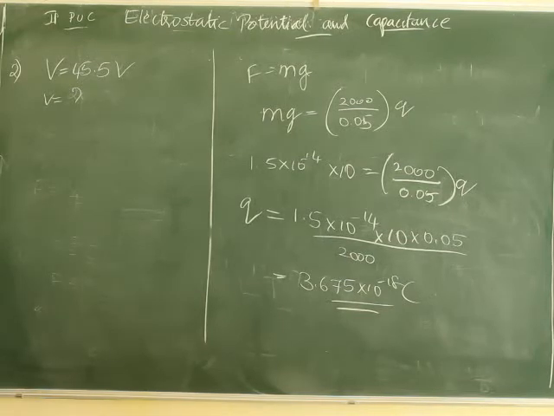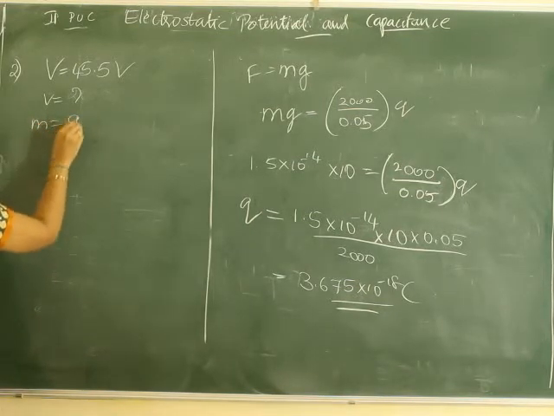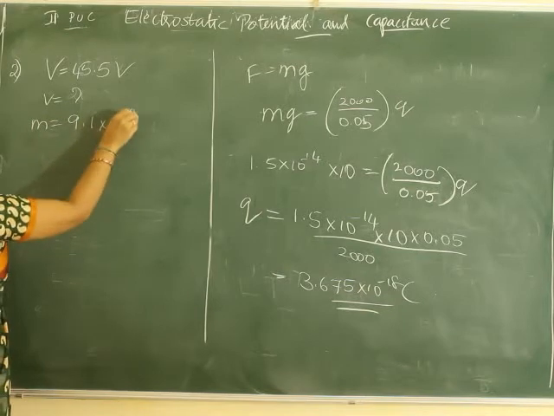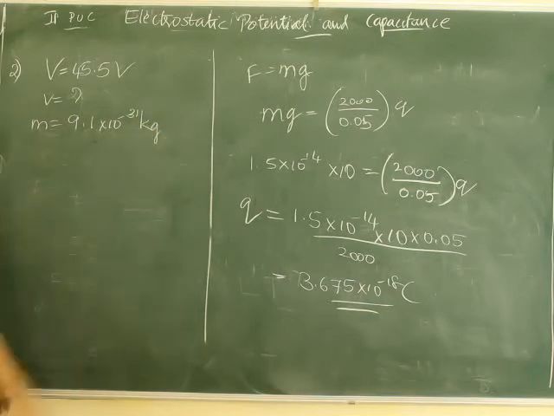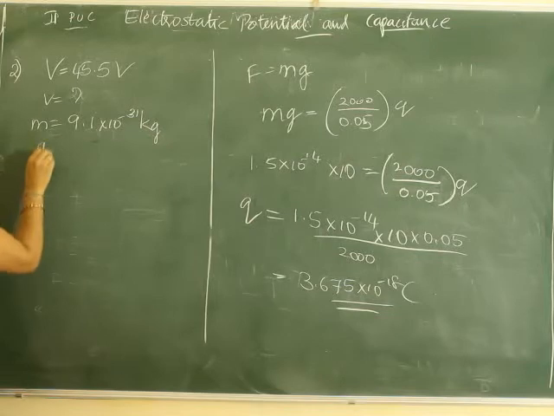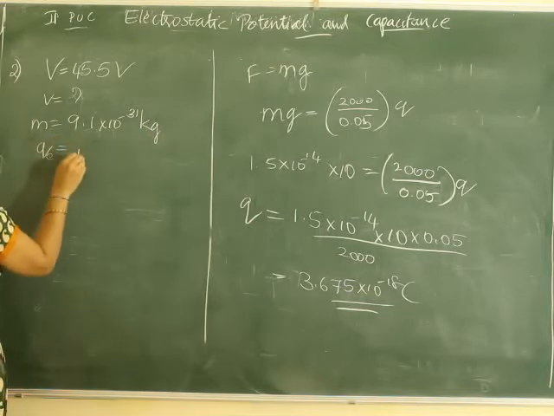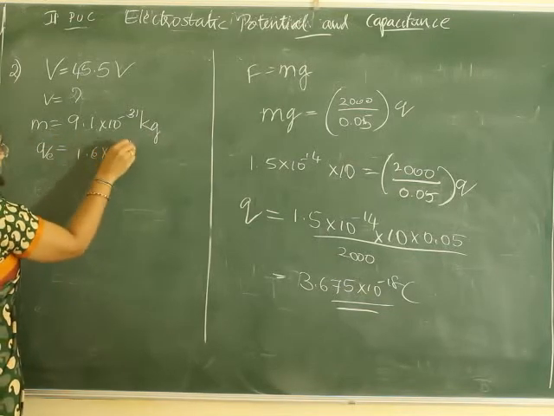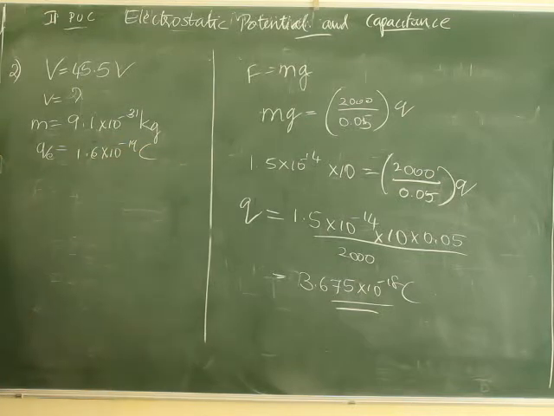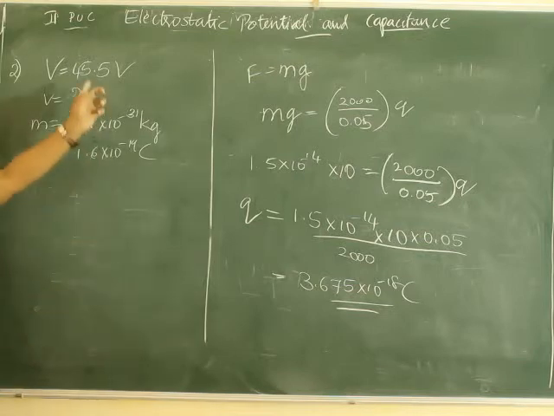This is an electron, so we know the mass of the electron is 9.1 into 10 to the power minus 31 kg. We know the charge of the electron also. What is the charge of the electron? 1.6 into 10 to the power minus 19 coulombs. Correct? When the electron is accelerated through this potential difference, what is the velocity acquired by it? How can we calculate?